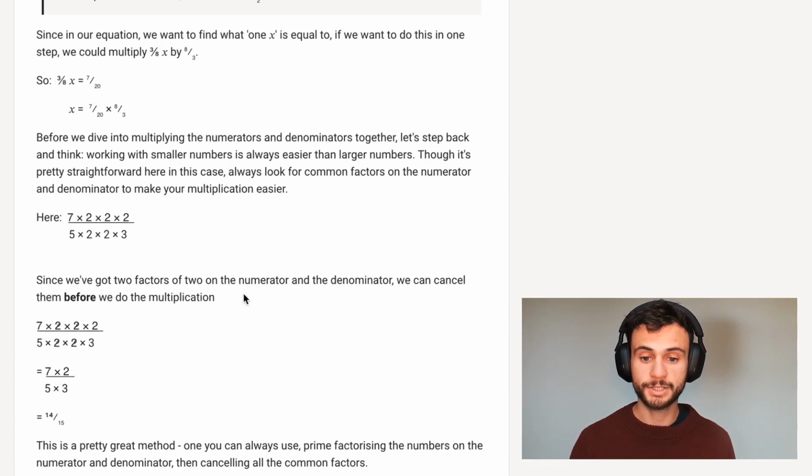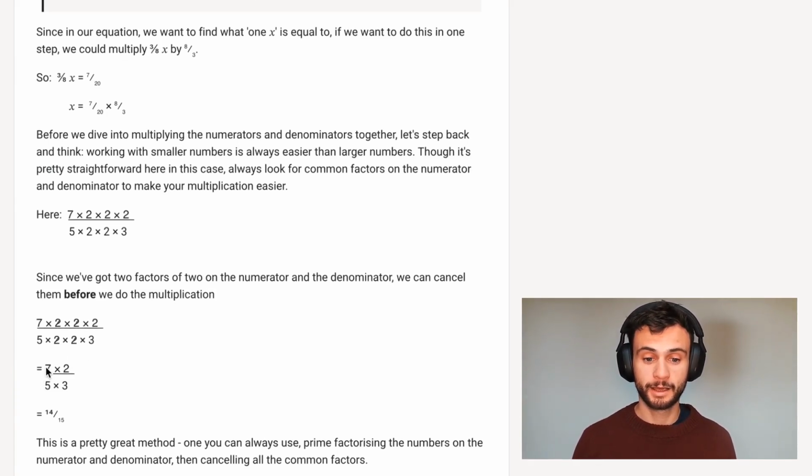Since we've got two factors of 2 on the numerator and the denominator, we can cancel them before we do the multiplication. Cancel these two 2's, because that's the common factor on the numerator and the denominator. Now there's no common factors: 7, 2, 5, and 3. Now it's a very easy multiplication to do. It's easier to multiply smaller numbers than bigger numbers, even though 7 times 8 and 20 times 3, you'd be absolutely fine working out, I know.